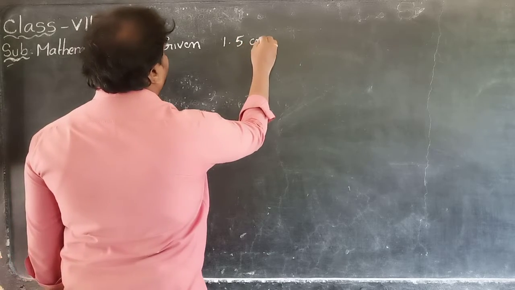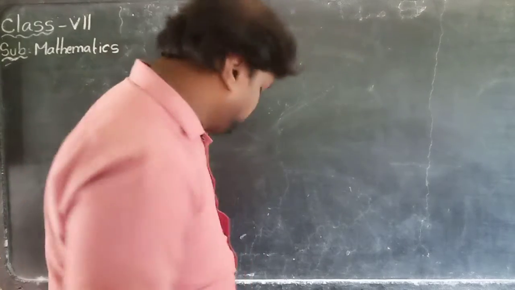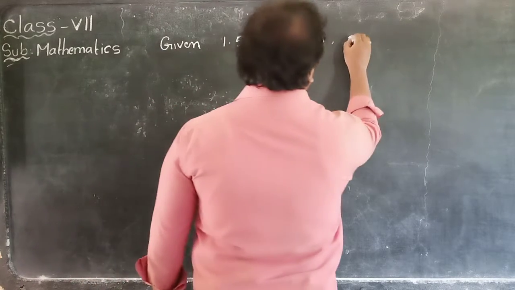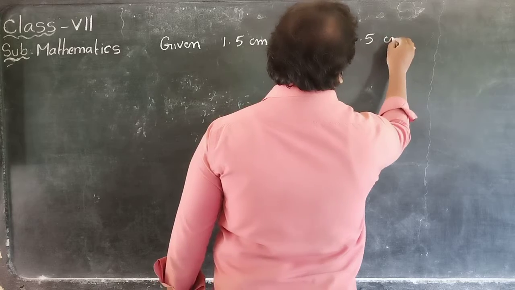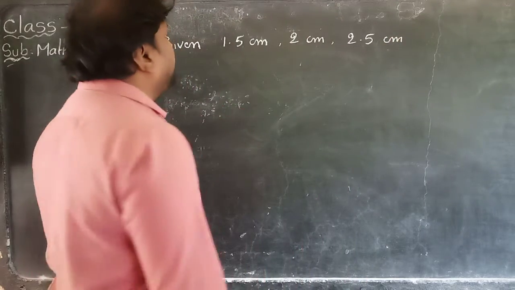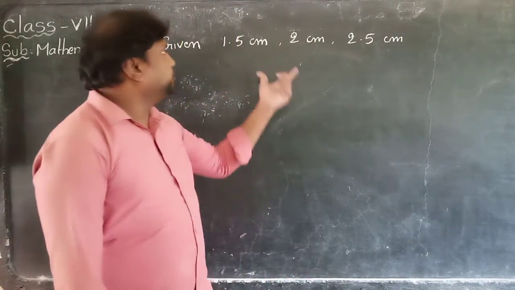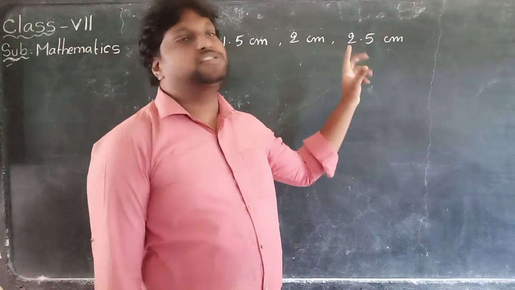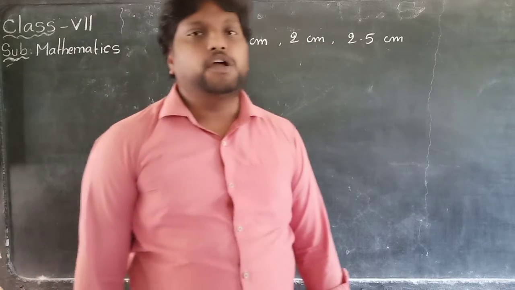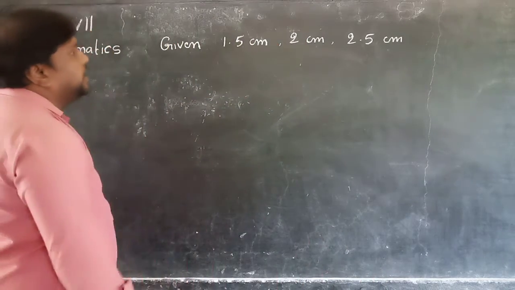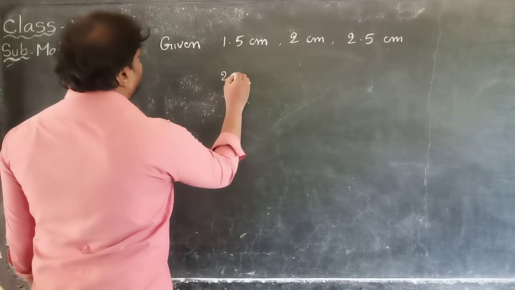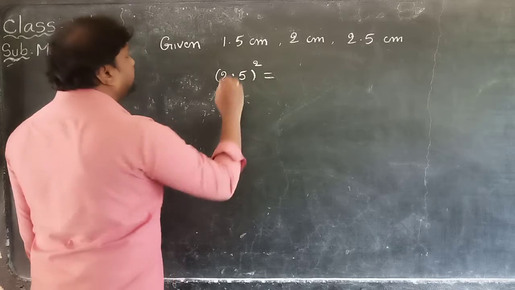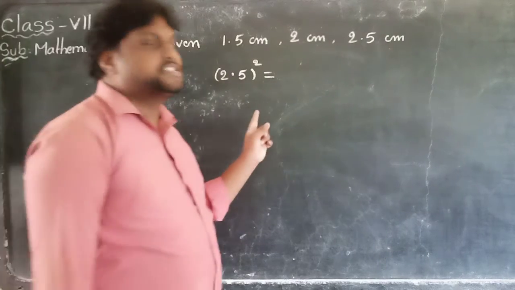1.5 centimeter, 2 centimeter, and one more is 2.5 centimeter. Out of three measurements, two are decimal values and one is a whole value. But in that, which is the longest side? The longest side is 2.5. 2.5 whole square is equal to, just consider 25.